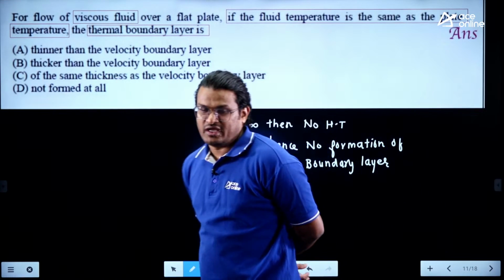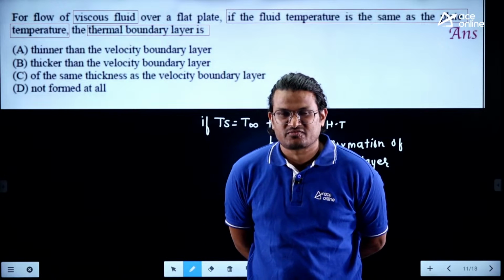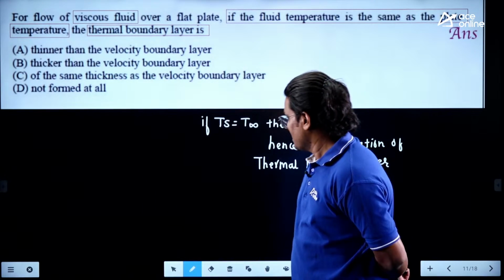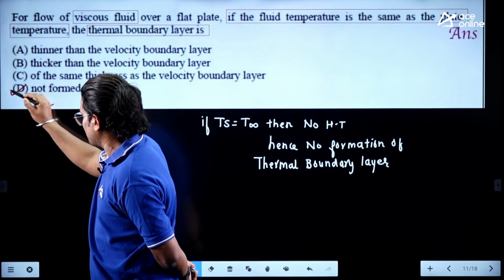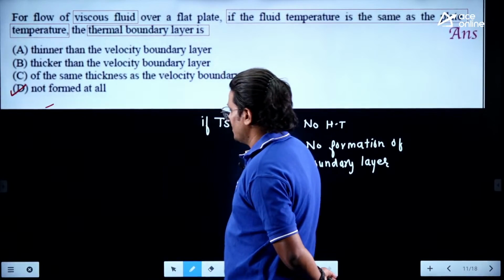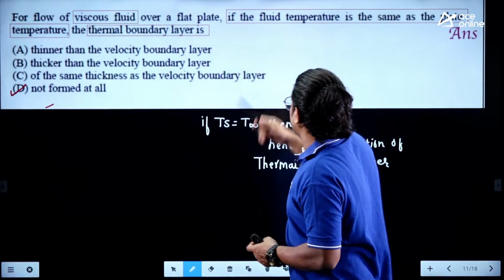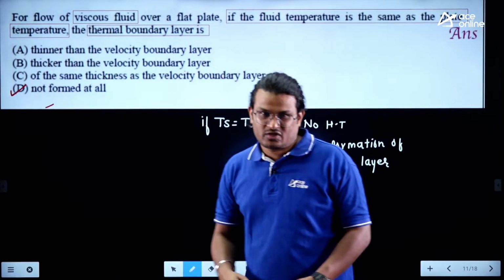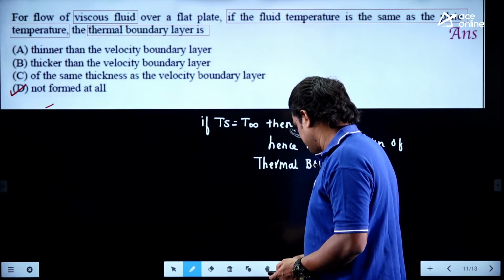So in case of boundary layer, you should have some clarity, like what is constant surface temperature, constant heat flux, and some theory you need to read. So here you can go for option D, not formed at all. In this case, you need to read the question very clearly. The fluid temperature is same as the plate temperature, so that is not formed at all.